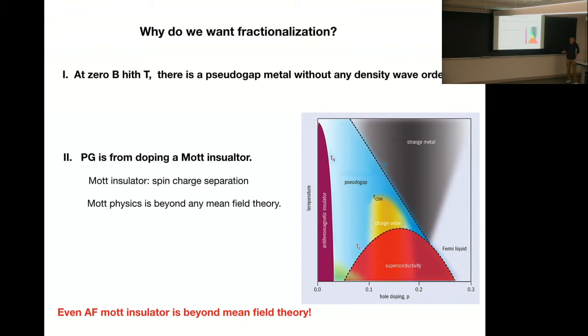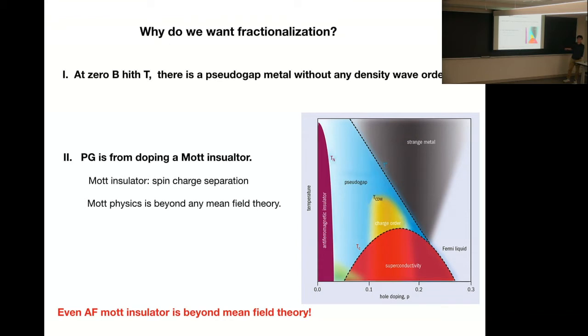Yeah, so let me explain why we don't want basic wave orders. There are two reasons. First is the experiment. If you look at the experiment, inside the pseudogap, you can find a region which does not have any long-range density wave orders. This is a diagram found on the internet. Actually, you can find that there is some region that has some CDW or charge order.